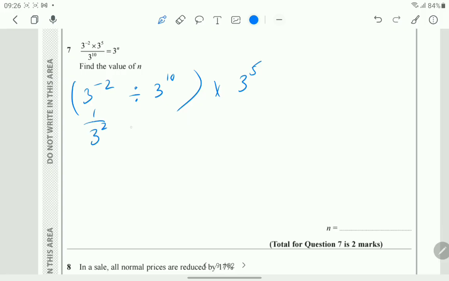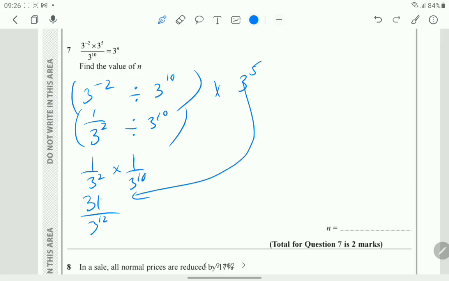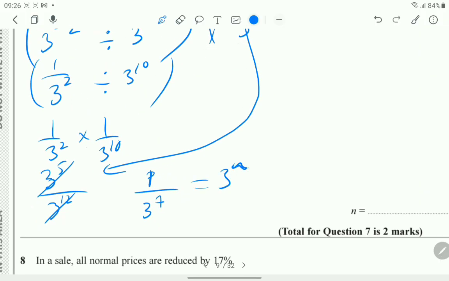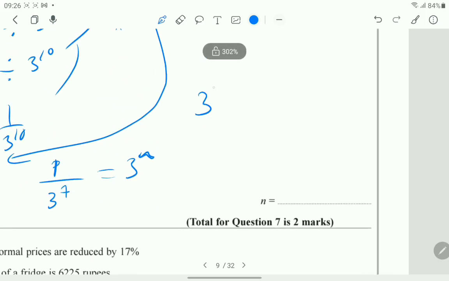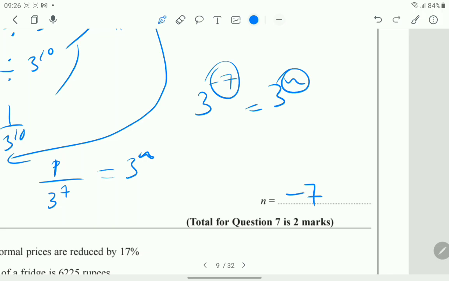So 1 over 3 squared is another way to represent the same thing, and 1 over 3 squared into 1 over 3 raised to the power 10. Since these two terms are getting multiplied, we get 1 over 3 raised to the power 12. If you bring this here, it gives us 3 raised to the power of 5, and this cancels, and we get 1 over 3 raised to the power 7. If we want to compare it with 3 raised to the power n, we have to take a reciprocal. So we get 3 raised to the power minus 7 equals 3 raised to the power n, and comparing these two, we get n equals minus 7.